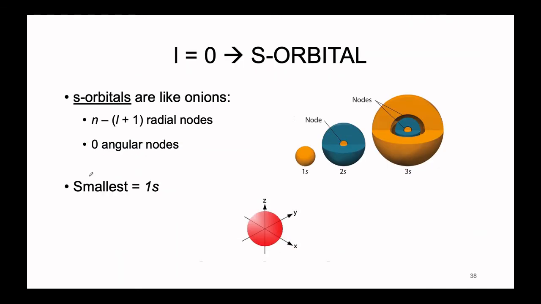And we are going to start with the small L is equal to 0. This is the lowest energy option. And we call this the s orbital.